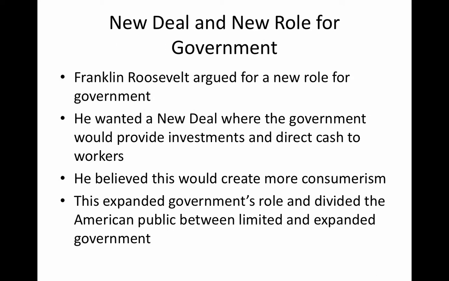So at the time, the president was Franklin Roosevelt, and he argued for a new role for government. He wanted what he called the New Deal, in which the government would come in and act basically as an investor, as somebody who was a non-profit investor, meaning that the government, since it didn't have to make a profit, could invest in the economy and stimulate the economy by putting cash directly into the workers' hands. His hope was that by doing this, workers would go out and spend more money or create what is known as consumer power.